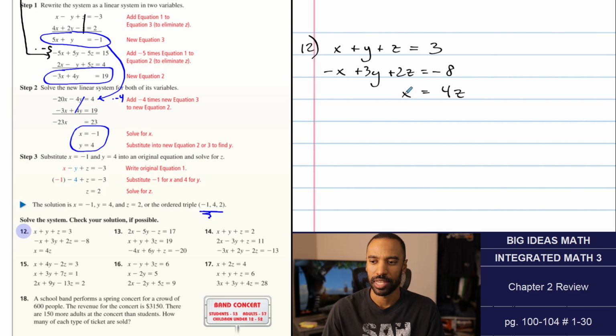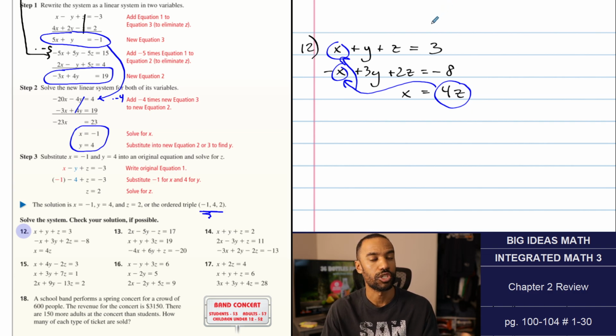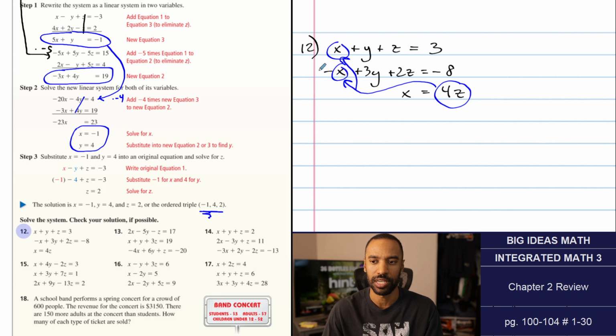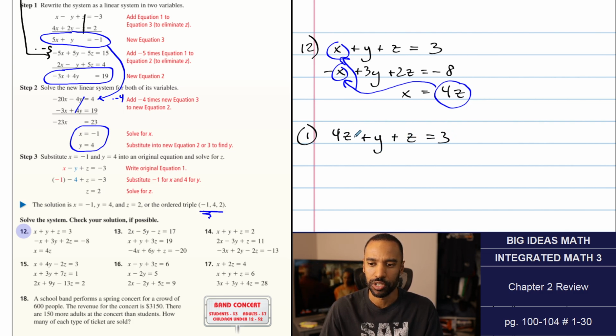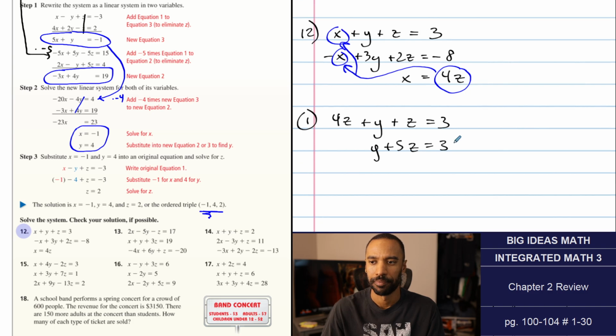The substitution method, x is already by itself, and this equals 4z. Let's let 4z substitute for x in both of these equations right here. So we're actually going to create a system of two equations with only two variables. X will be completely gone. You'll only be left with y's and z's. So my equation 1, instead of x plus y plus z equals 3, will be 4z plus y plus z equals 3, because 4z replaced x. 4z plus z is 5z, and here's now a new equation, number 1.